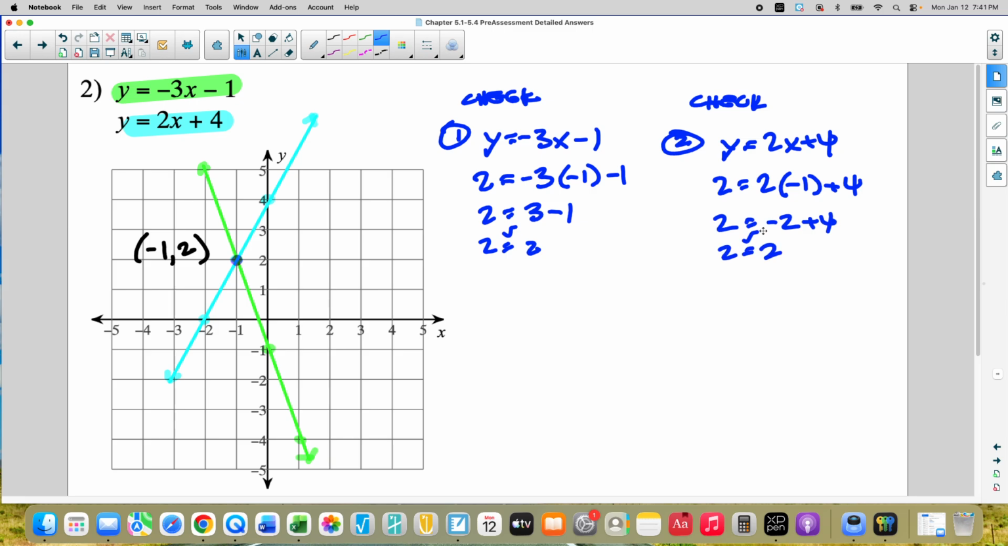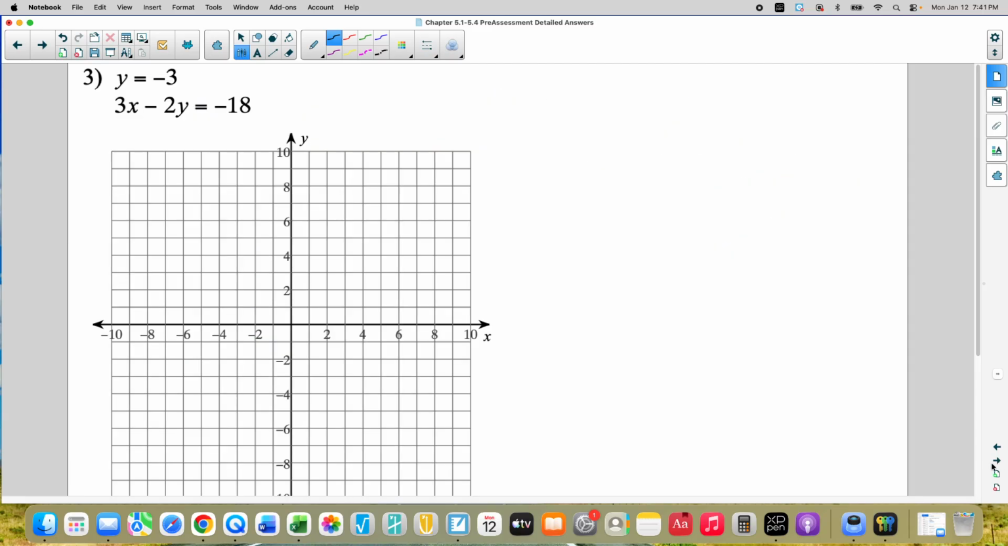And that checks also. So I know this solution is correct. So what you're seeing is there's no reason for you to hand in an assessment on Thursday that isn't 100% correct. Everybody should be getting hundreds.